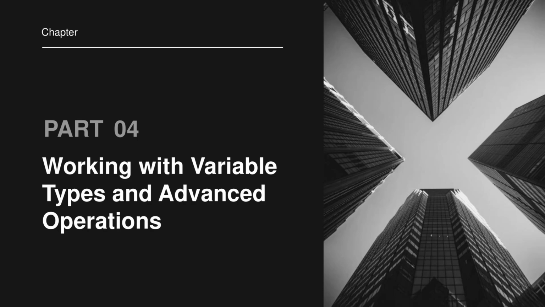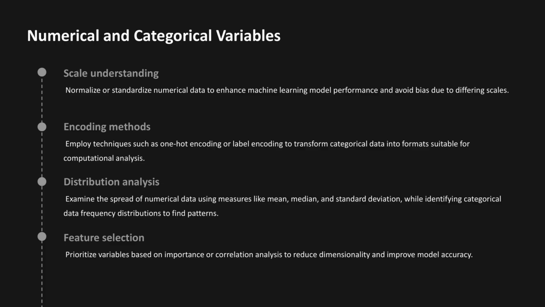We will cover numerical and categorical handling, text cleaning, and time series manipulations, so you can prepare variables correctly for both statistical summaries and machine learning pipelines. Numerical and categorical variables require different treatment. Scale numerical features through normalization or standardization to avoid biased models. Encode categorical values using one-hot or label encoding. Examine distributions to understand spread and skew, and apply feature selection to reduce dimensionality while preserving predictive power.